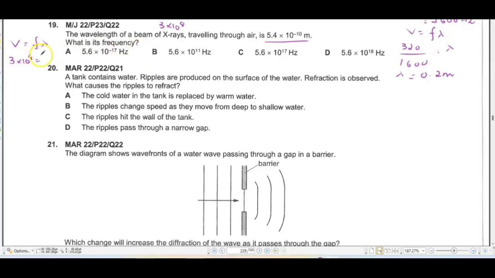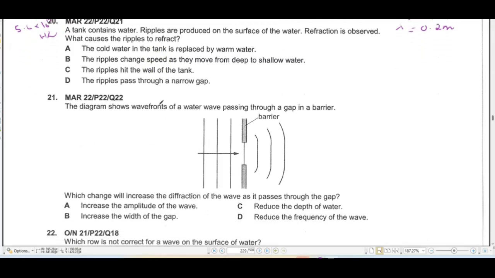And the wavelength is 5.4 into 10 raised to the power minus 10. So this is going to give us an answer of 5.6 into 10 raised to the power 17 hertz, which is our option C. Moving on. Question number 20.